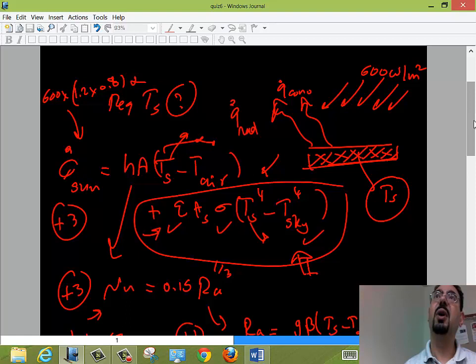And I told you sometime, I actually have multiple choice in the final exam. And one year, I told them for an opaque body, alpha plus tau is 1, or alpha plus rho is 1, or alpha plus tau plus rho is 1. And all those choices were basically to tell that tau is 0 for an opaque surface. It will not let anything go through. And therefore, what is remaining? Rho and alpha. Either reflect or absorb. Right?